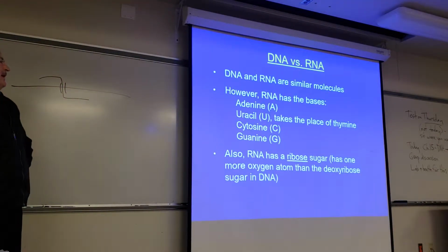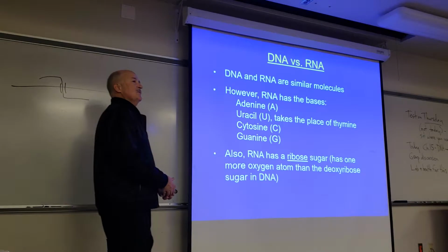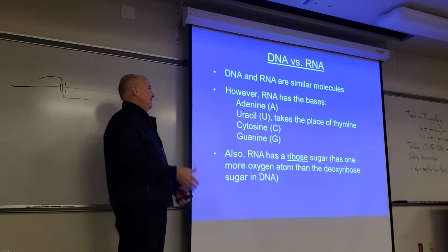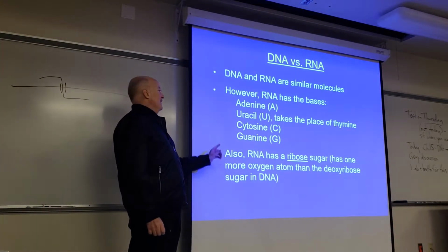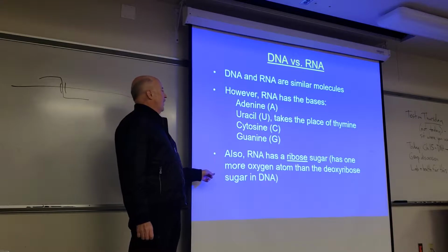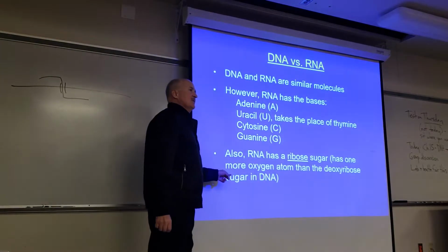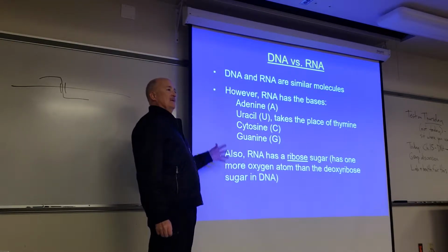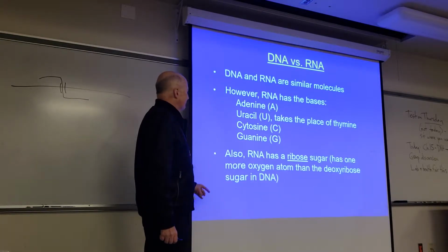Now, RNA also has a slightly different sugar in its nucleotides. Remember, each nucleotide has a phosphate, a sugar, and a base, which has a lot of nitrogen in it. These are the 4 bases. The phosphates are the same, but then the sugars are different. RNA uses a ribose sugar, and that has another oxygen atom. It has a hydroxyl group, and that makes it more reactive. So the RNA has this more reactive sugar involved.